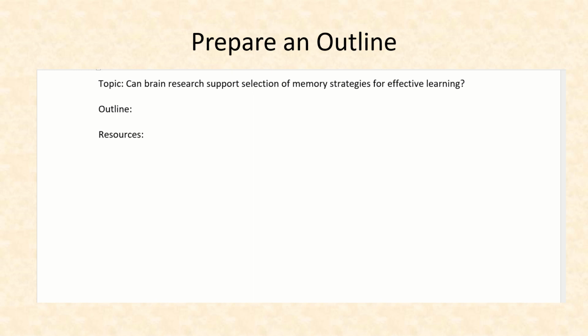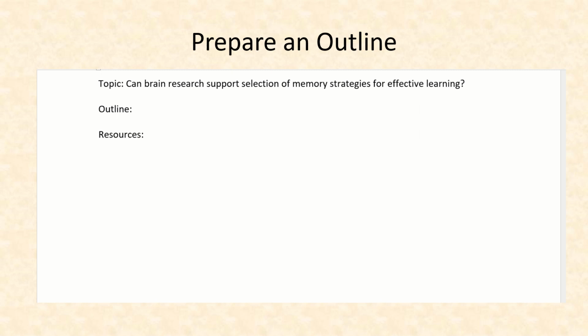Tell me your topic. Again, ideally written as a question that can be defended. For example, I could say, my topic will be, can brain research support selection of memory strategies for effective learning? If I write my topic that way, I know where I'm headed. I know what kind of professional literature to search for. I'm going to be looking for brain research, for memory strategies, and I'm going to be looking for strategies that lead to effective learning in the classroom.